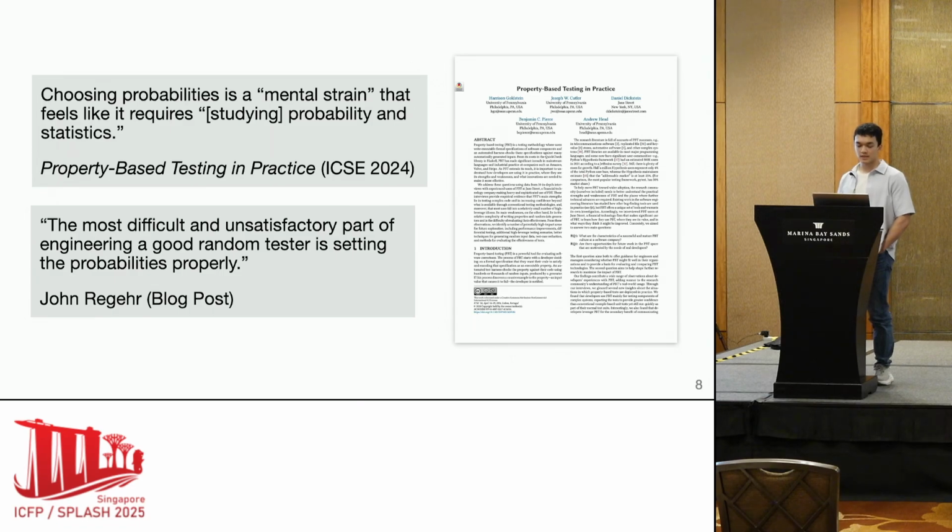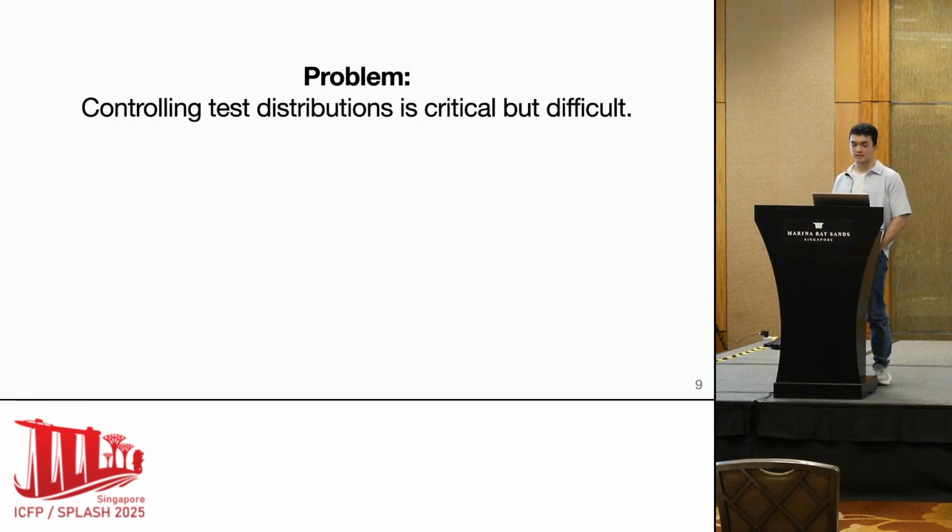So this problem of generator tuning is well recognized in PBT. Some of my collaborators did a study on how developers use property-based testing, where they found that choosing probabilities is a mental strain. And there's a good blog post by John Regehr in which he says that the most difficult and unsatisfactory part of engineering a good random tester is setting the probabilities properly. So we've seen the problem, which is that controlling test distributions is critical but difficult.